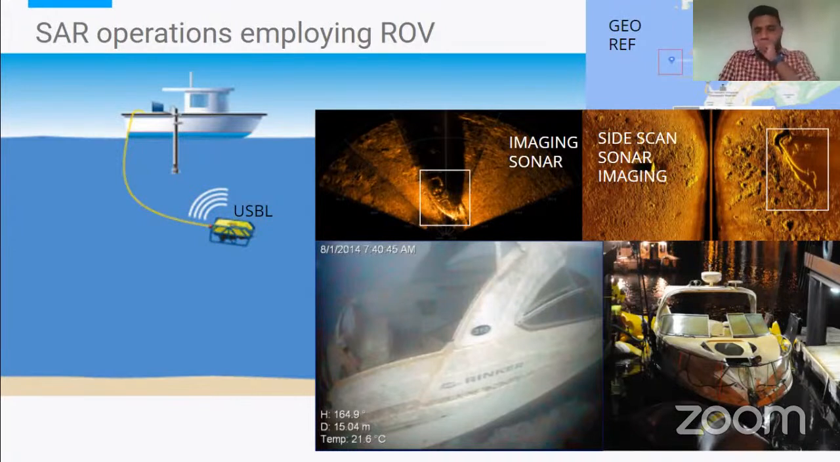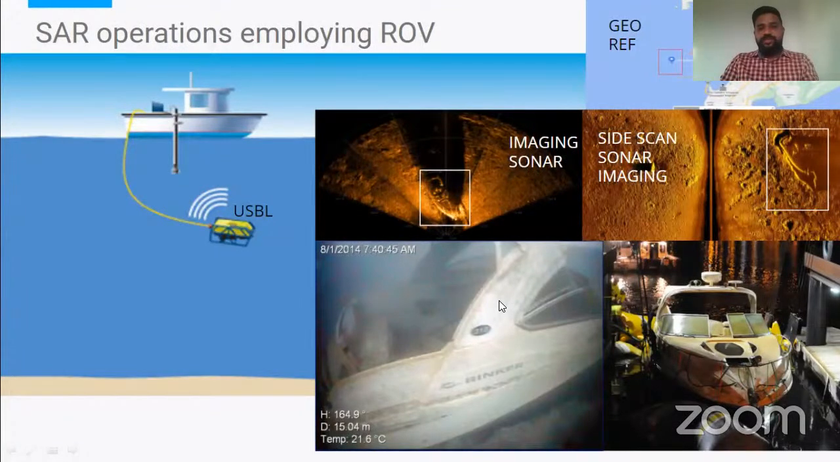You can see, using the side scan sonar, you will identify image which is not clearer. Then using the imaging sonar, we will move further ahead. And you can see the sonar image of the boat which has been sunken. So this can be verified using the videographic camera by going nearer to the object. So you can see the image has been verified using the videographic camera. The depth has been noted at 15.4 meters. The heading is 164.9 degrees.